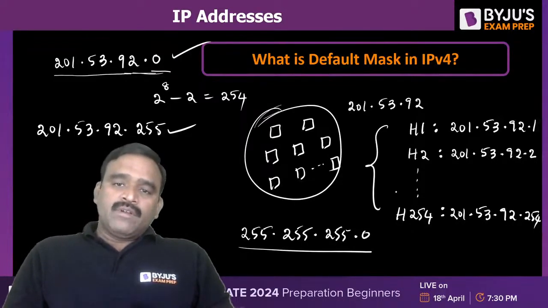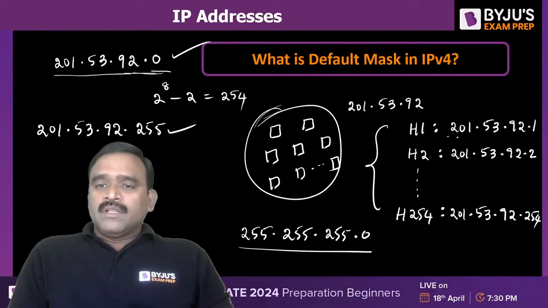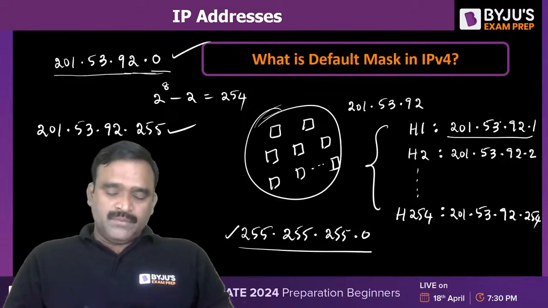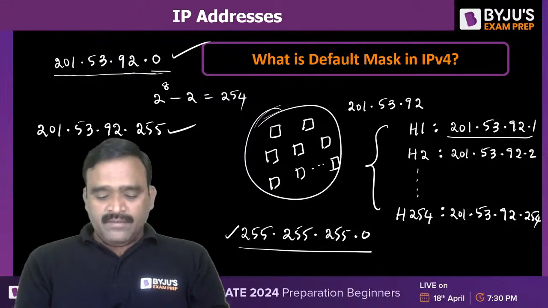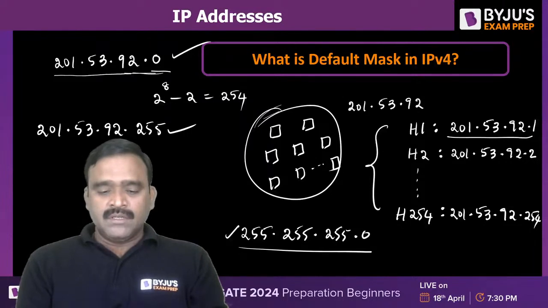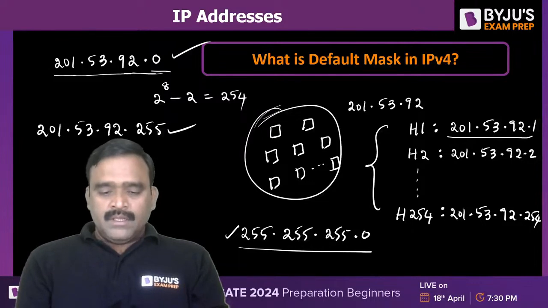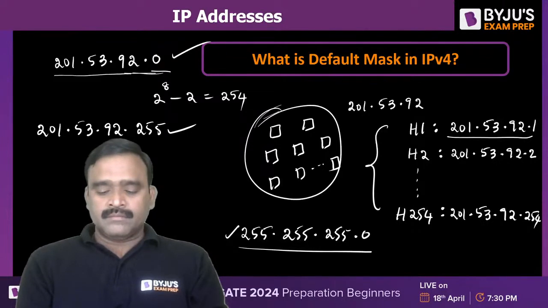You take any of these IP addresses. If you want to find the network address, you have to perform an AND operation. For example, this and this, you will get the output 201.53.92.0. That's it. That is what the default mask is. I hope everybody understood what the default mask is here. Is it clear? Yes, sir. Anybody else having any doubts? Please do let me know, I'll clear the doubt. Fine. Okay. Good.